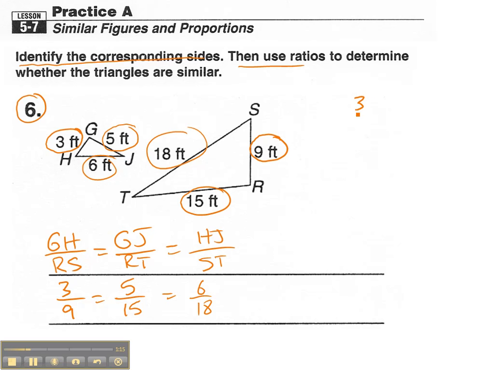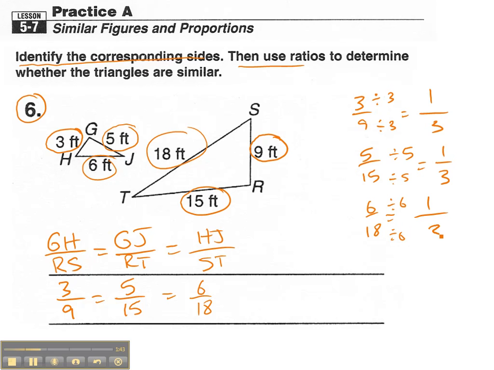We take those ratios up here and simplify them. Simplify by dividing by the common factor. In this case, 3. 3 divided by 3 is 1. 9 divided by 3 is 3. For the next ratio, 5 divided by 5 is 1. 15 divided by 5 is 3. 6 over 18 we simplify by dividing by a common factor of 6. 6 divided by 6 is 1. 18 divided by 6 is 3. So 1/3 is equal to 1/3 is equal to 1/3.